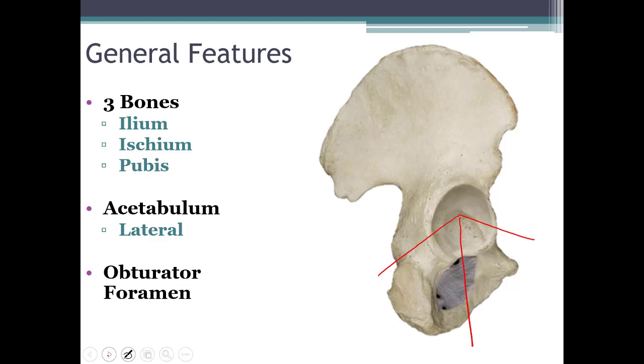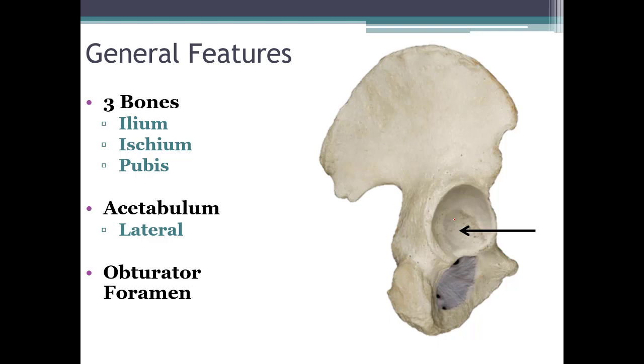So if I said ID bone, you would say os coxa, but if I said ID bone, be specific, this one would be the ilium. ID bone, be specific, this one would be the ischium. ID bone, be specific, this one would be the pubis. And then the socket created, where all 3 of them come together, is known as the acetabulum.